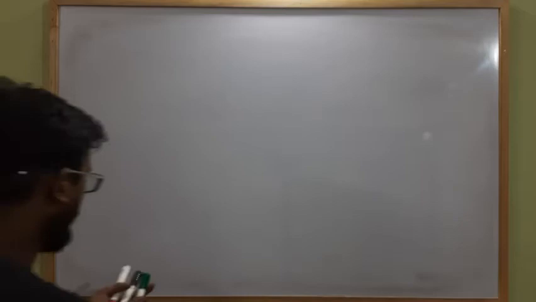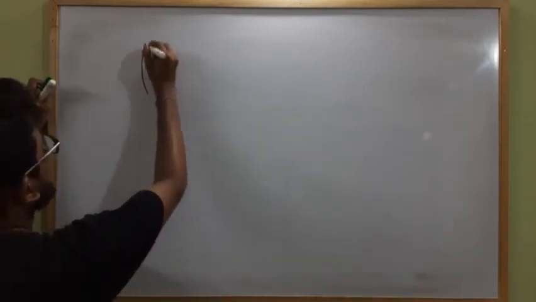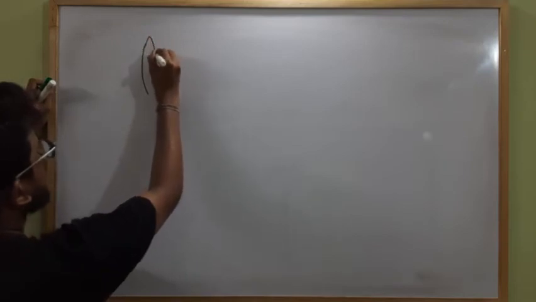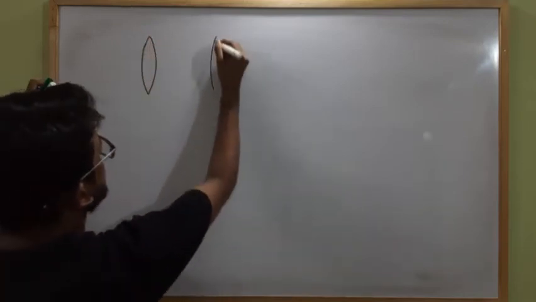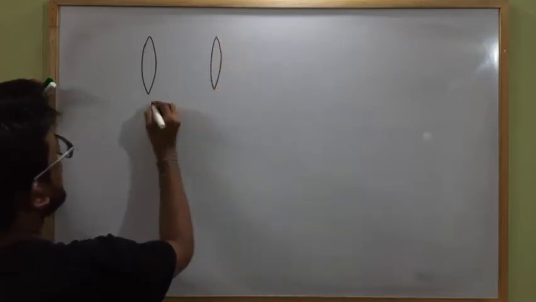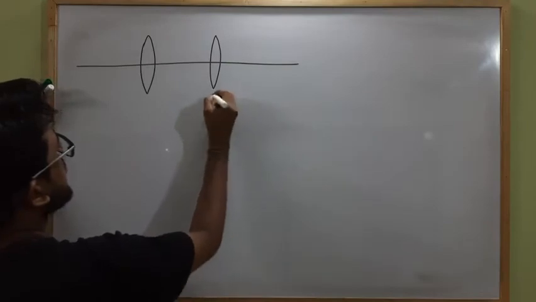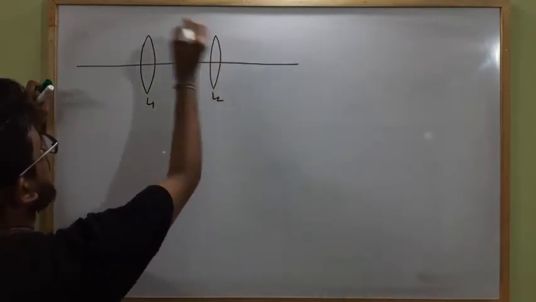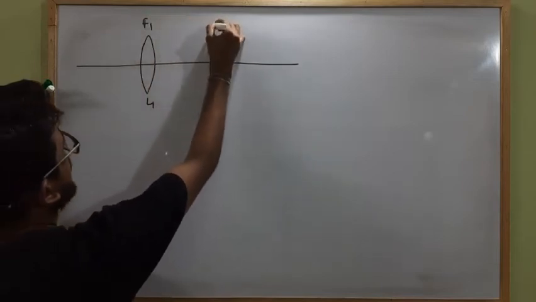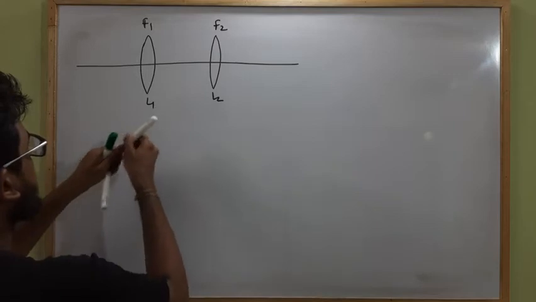Next, if two lenses are separated by a certain distance, then what will be the equivalent focal length? Like this, here is a lens and here is another lens. Okay, this is the principal axis, lens 2, lens 1. It has focal length f1, it has focal length f2, and the separation between these two lenses is d.